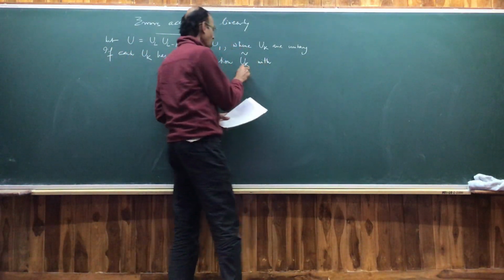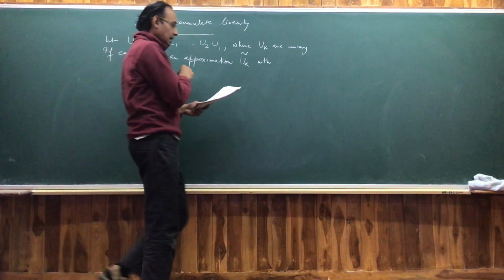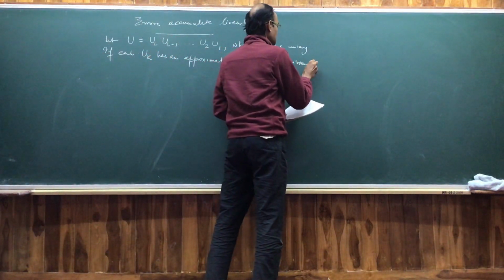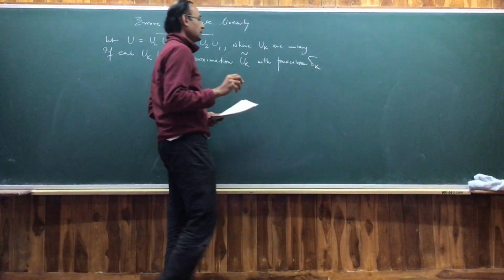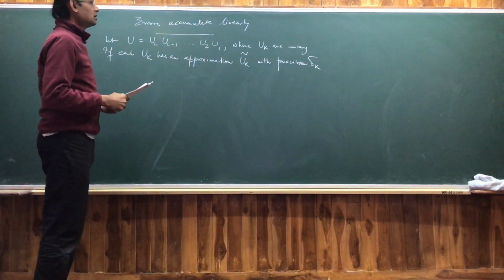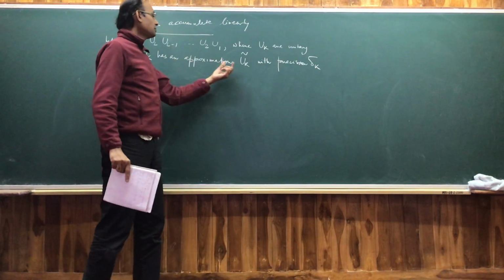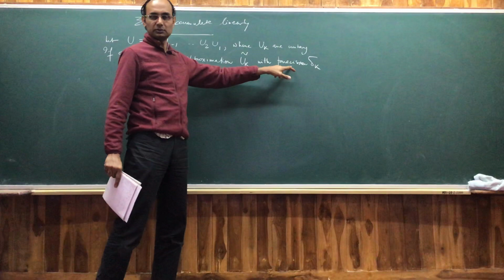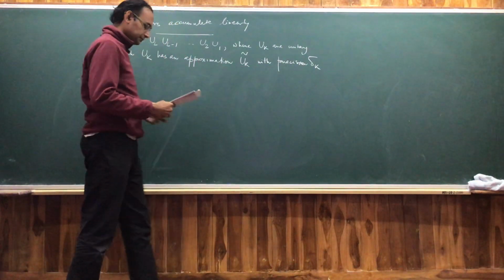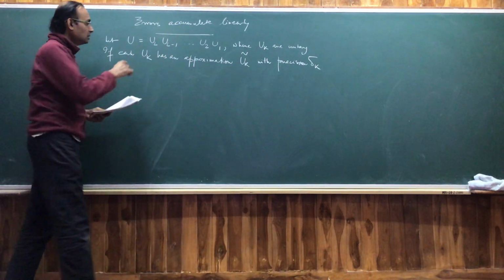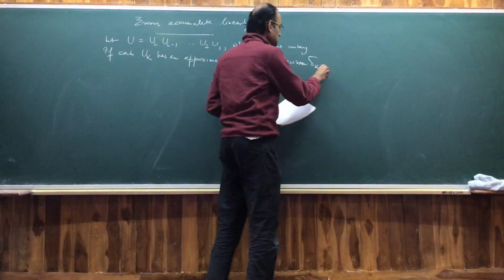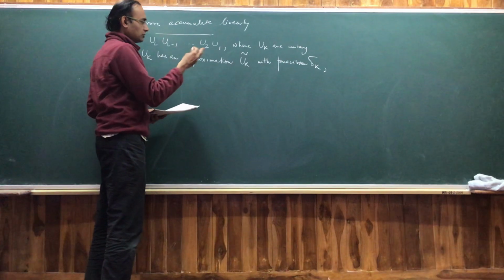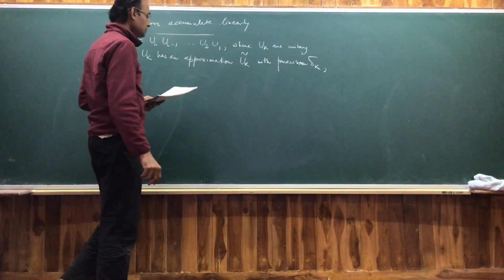But I should know how close this is to this. And this is given by the precision delta K. It could happen that each one of them has a different precision. I haven't yet defined this word precision; we will define it. Suppose this is a real number. These are matrices, of course, so we have to somehow define what a precision is.